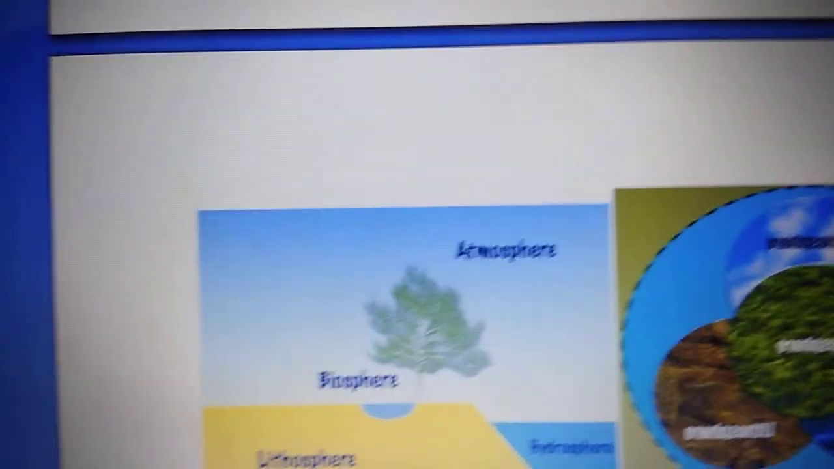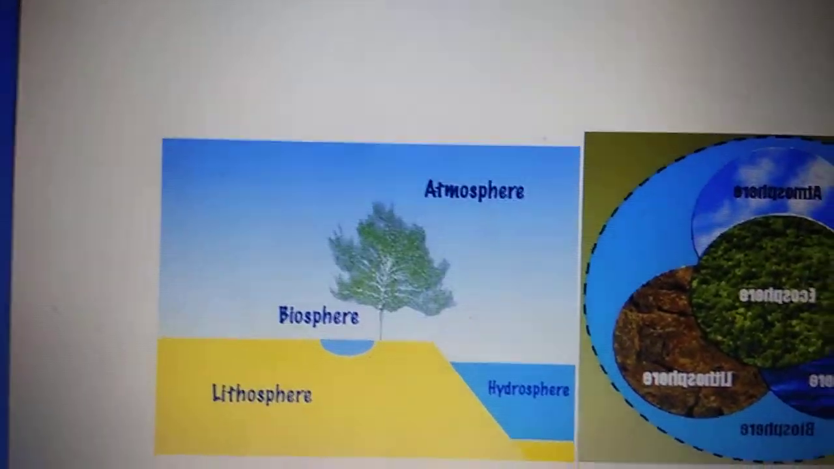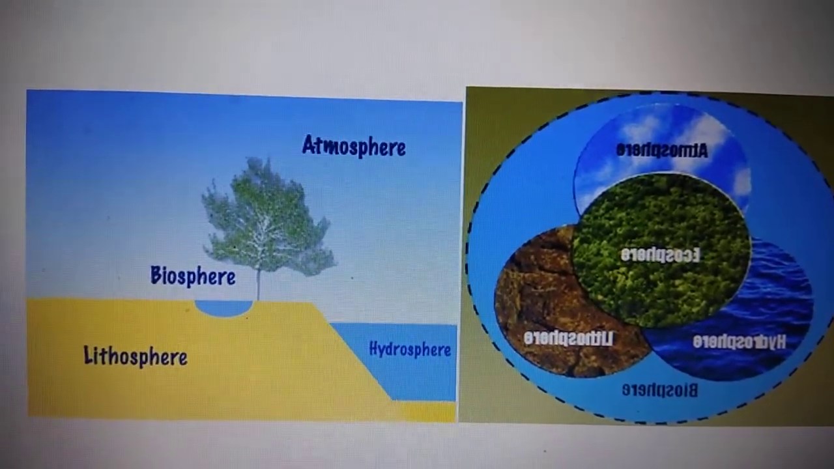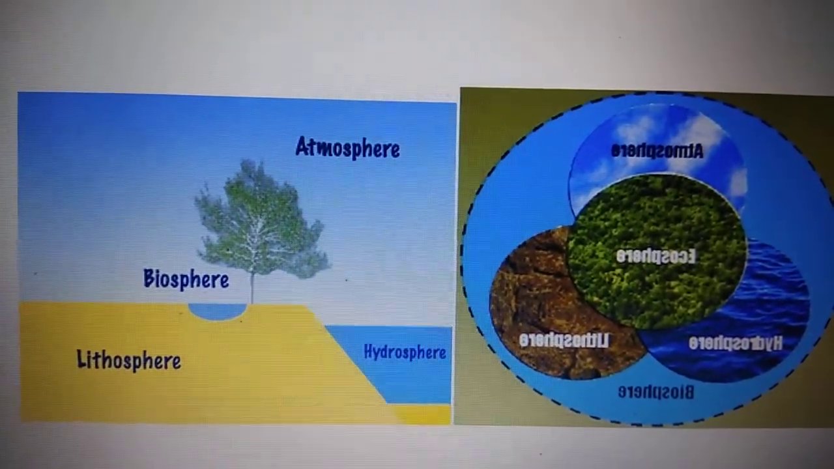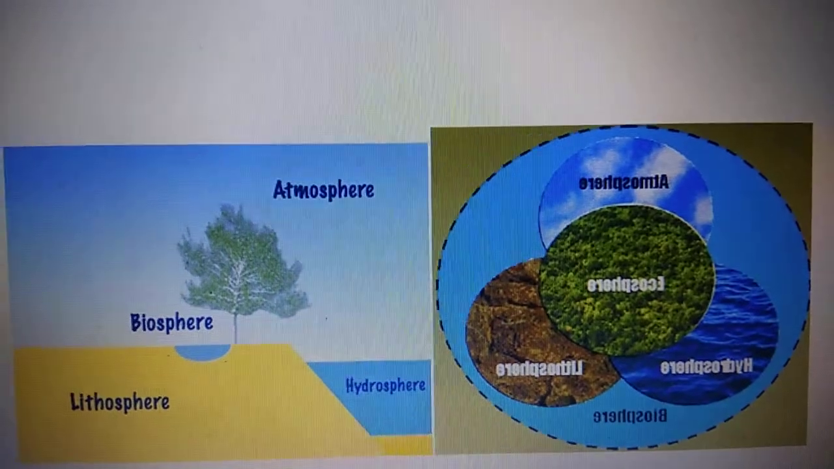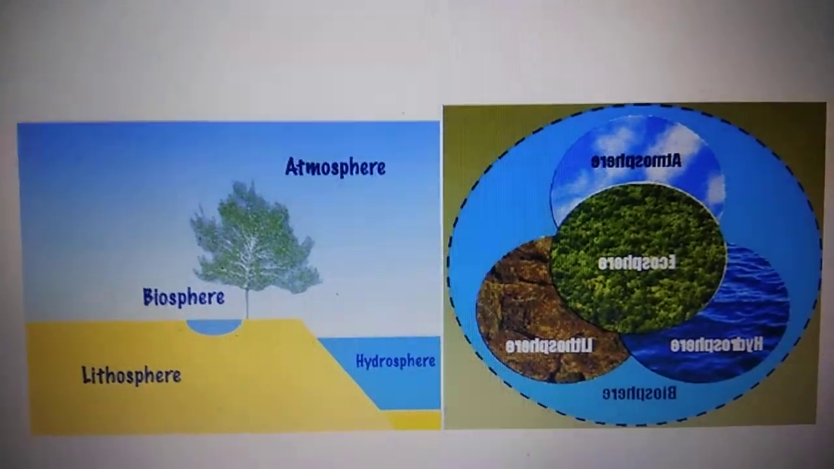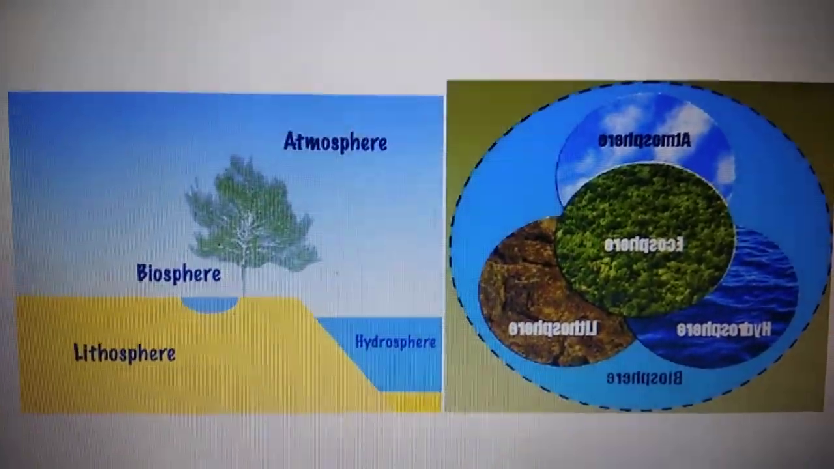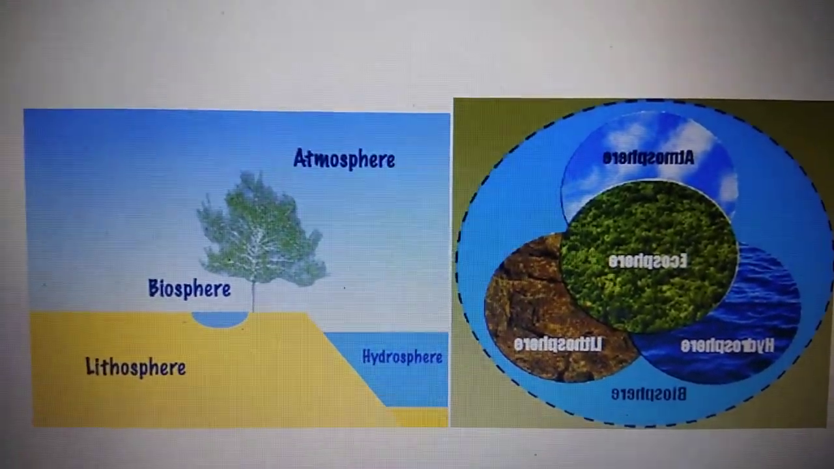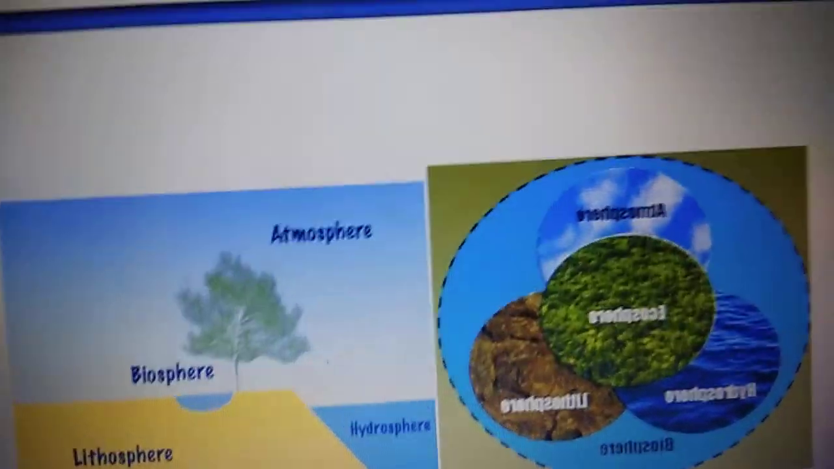Now in all these spheres, these living beings are interrelated to each other for survival. For example, we humans, we live on land. Yes, we are using lithosphere. We need air to breathe from the atmosphere, and water to drink. We get it from hydrosphere. Yes, so this life supporting system is called as ecosystem. So ecosystem is nothing but a biosphere in which living beings are interrelated and interdependent on each other for survival.